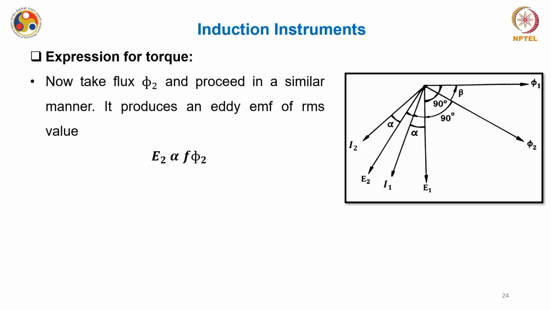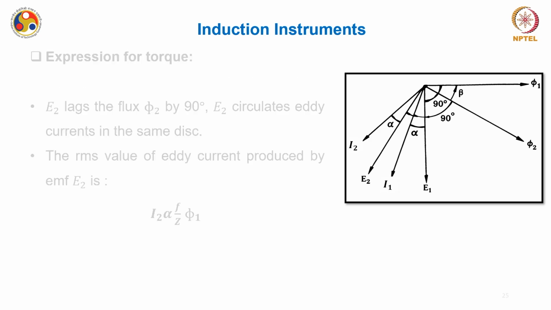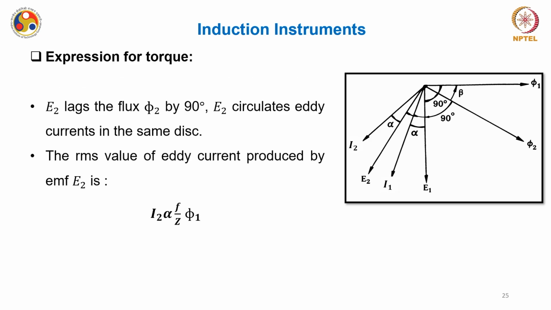Now, take flux phi 2 and proceed in a similar manner. It produces an eddy EMF of RMS value E2, which is proportional to F into phi 2, very similar to what we have seen for E1 and phi 1. E2 lags the flux phi 2 by 90 degree. E2 circulates eddy currents in the same disk. The RMS value of the eddy current produced by EMF E2 is I2, which is directly proportional to F by Z into phi 1.